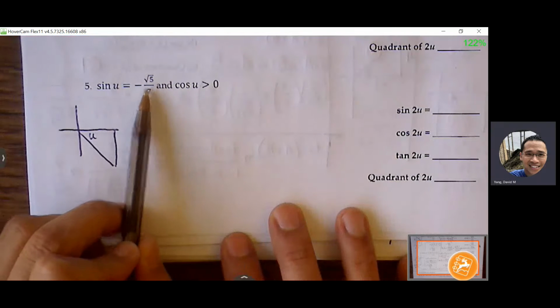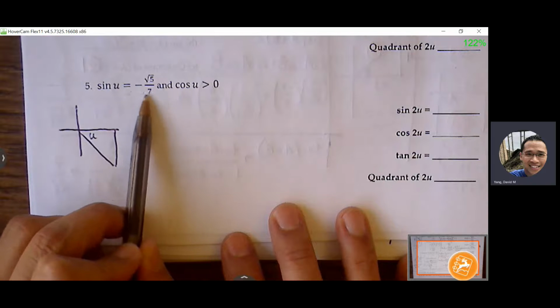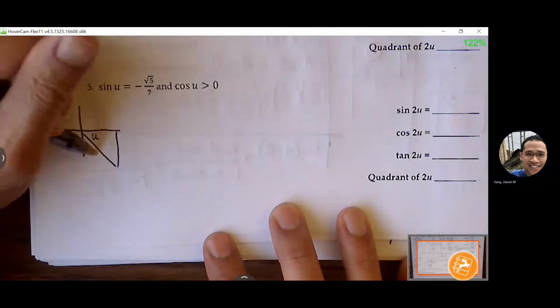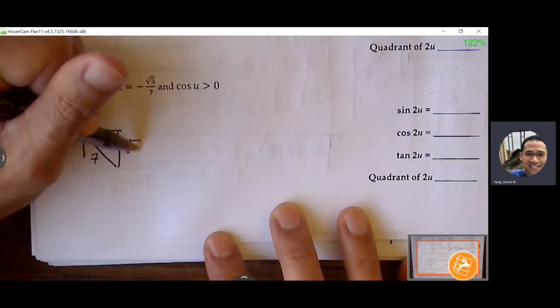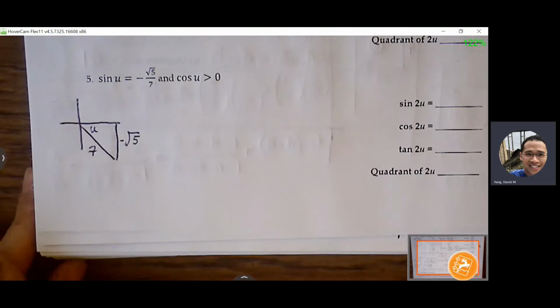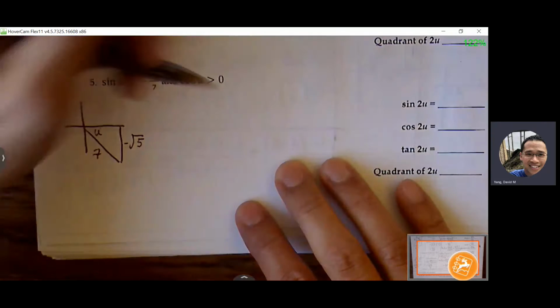Negative root 5 over 7. We know the negative goes with the root 5 because the 7 is always positive, since 7 is the hypotenuse. Are you guys good up to that point? Okay, so now the Pythagorean theorem can help us find this adjacent side here.